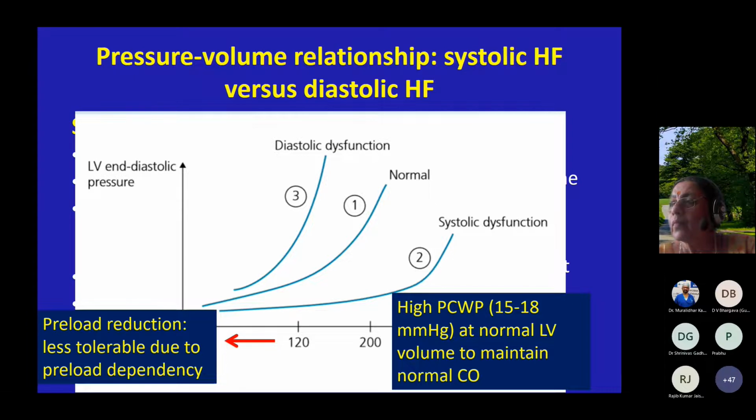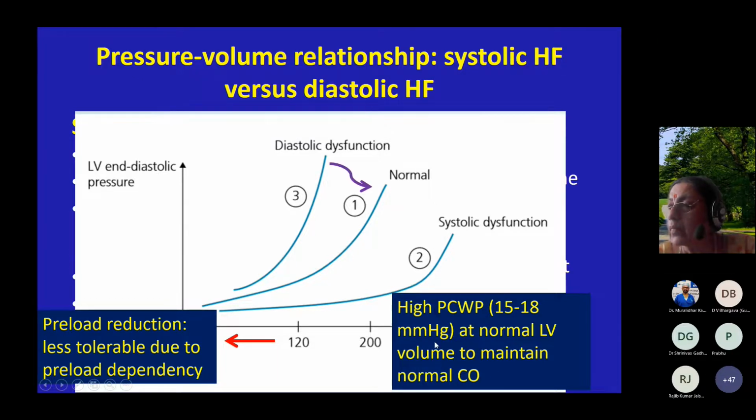So one has to ignore it if PCWP is a little high, not very high, but a little high, 15 to 18, at normal LV volume, because we know that diastolic heart failure patients do have normal LV volume. This is very important. Ignore this little high PCWP. Don't try to reduce it vigorously, to maintain normal cardiac output.